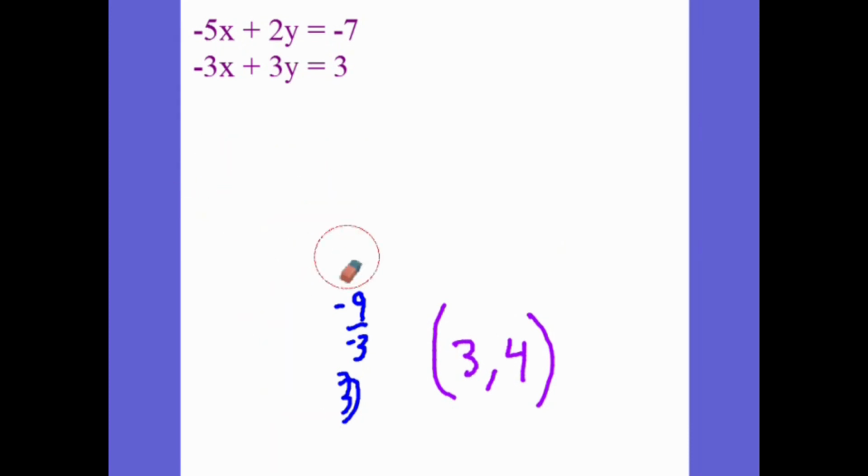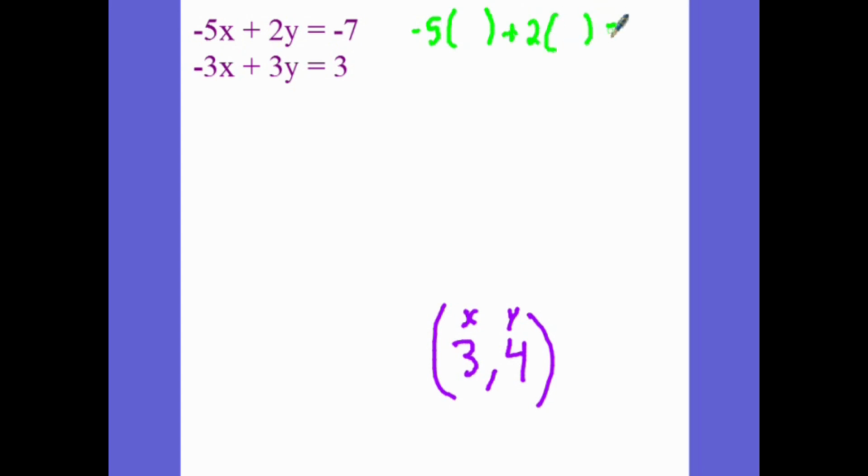So, you said that the point was 3, 4. You told me that x was 3 and y was 4. So, to very simply check these equations, I'm going to rewrite the equations exactly the way they look, but without an x and without a y. So in this case, it was negative 5x plus 2y equals negative 7. I copied it with no x and y. I'm going to copy the bottom equation here as well. Negative 3x plus 3y equals 3.